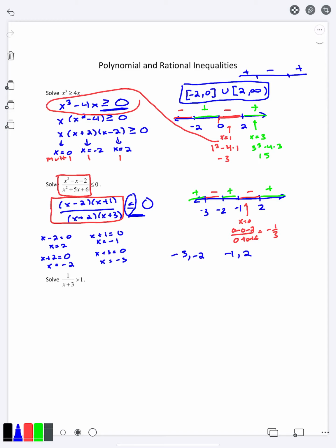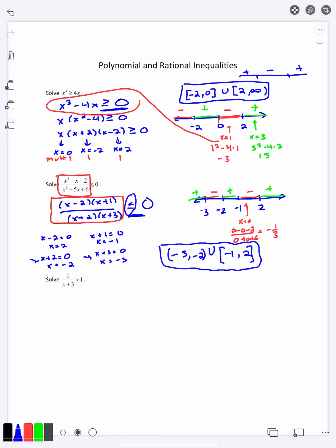However, this is a fraction, and you can never be 0 on the bottom no matter what. So the -2, that came from the bottom, which means no matter how hard we try, we cannot include -2 in our answer. So -2 has to have a parenthesis. Similarly, -3 also came from the bottom, which means -3 also has to have a parenthesis. But it's okay to have 0 on the top, so these become brackets, and this then would be your final answer. So it gets a little bit trickier when you have the fractions, but the main idea of the sign charts is still the same.